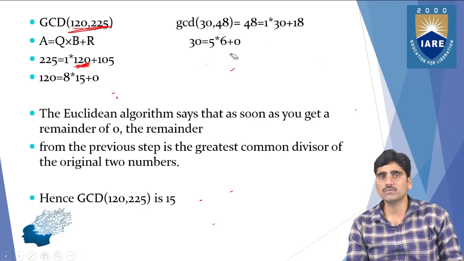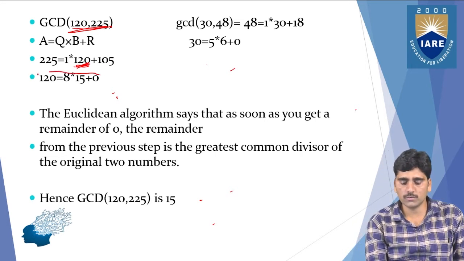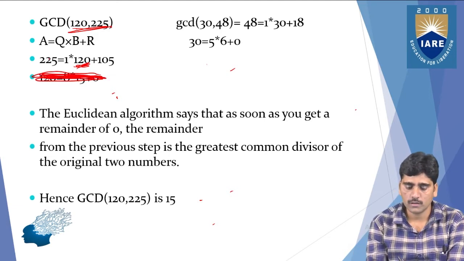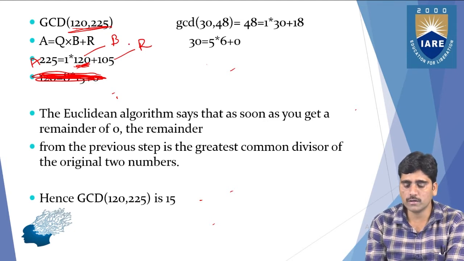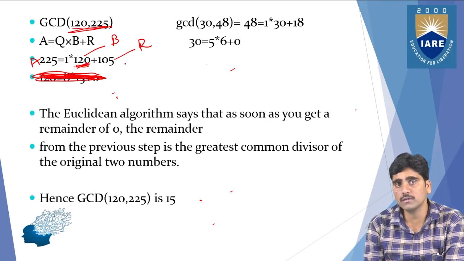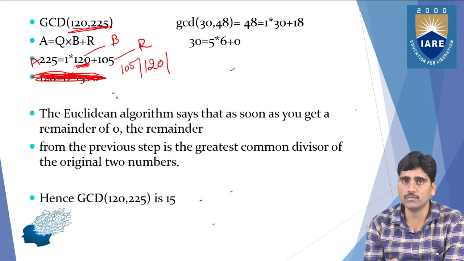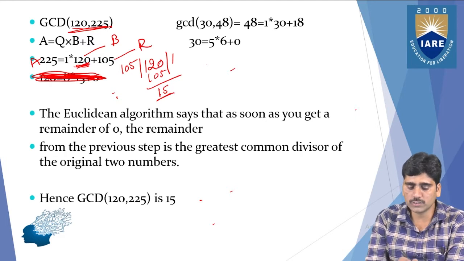something other than zero, we need to take another step: A equals Q into B plus R. So from here, what you need to do? So this is A, and this is B, and this is the remainder R, right? Again you need to divide B with R. B is nothing but 120, so you write 120 divided by 105. 105 once 105. So now what you'll get? 15, right? You need to make a continuous statement this way.